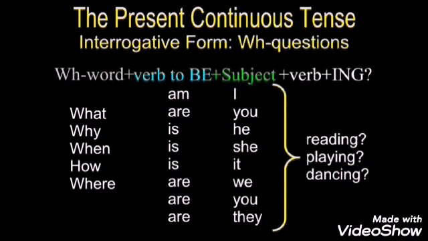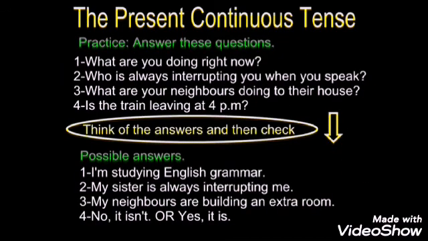Here, what about the WH questions with the present continuous? We have to put the WH word plus verb to be plus subject plus verb plus ing. Like, what am I reading? Why are you playing? When is she dancing? How is it eating? Where are we playing? So we use am or is or are plus subject plus verb plus ing, and before it, the question word, like what, where, why, when, how.